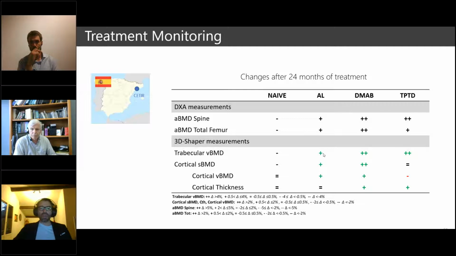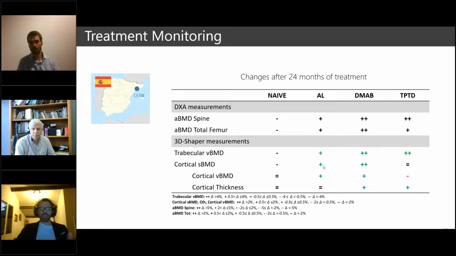You can see also that under alendronate, there is an increase at the cortical level in the cortical surface BMD, the combined parameter, and this increase is driven by an increase of the density without modification of the thickness. While under denosumab, the huge increase of the cortical compartment is linked to an increase of the density coupled with an increase of the thickness.